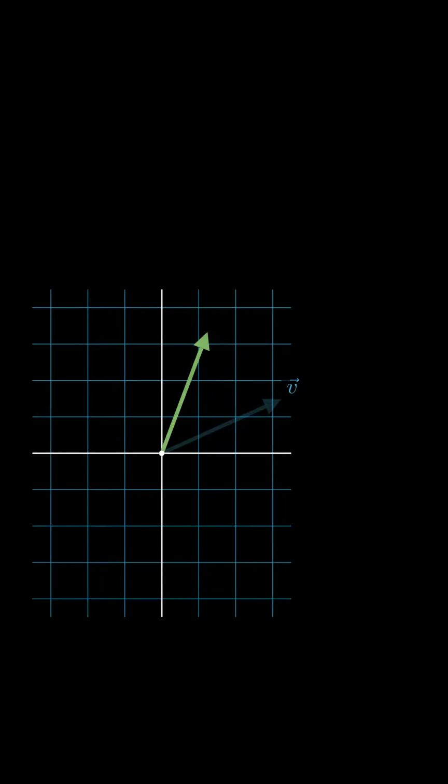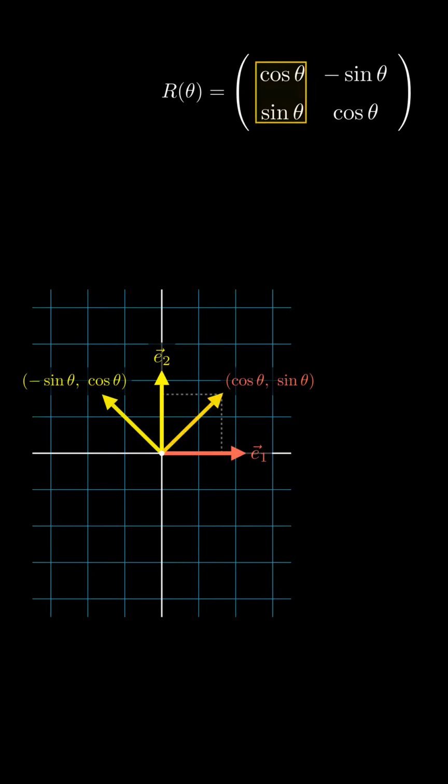Here is the key idea. In the standard basis, a matrix is completely determined by what it does to the basis vectors. The red arrow is e1 equals (1, 0), and the yellow arrow is e2 equals (0, 1). If I rotate the whole plane by theta, then e1 moves to (cos theta, sin theta), and e2 moves to (-sin theta, cos theta).